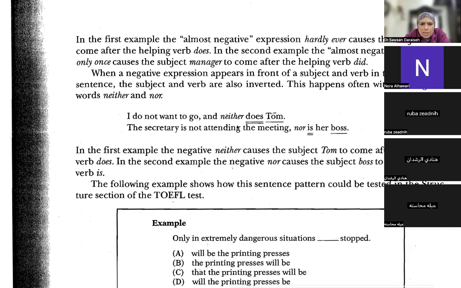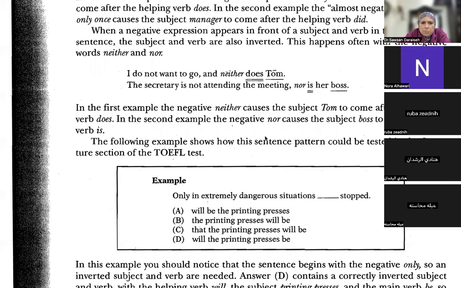كونه nor كمان زيها زي neither. ما بقول her boss is, nor her boss is. So nor, then the verb, and then the subject. Nor is her boss. ولا مسؤولها. Okay? أو الشخص المسؤول عنها.